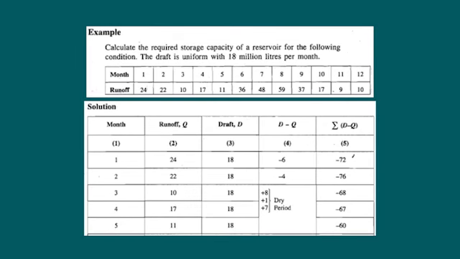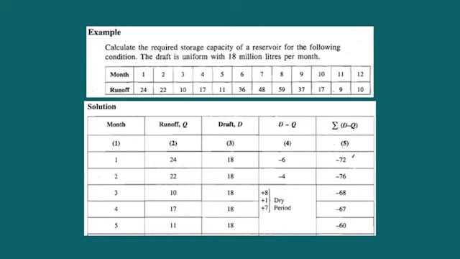Example two: calculate the required storage capacity of a reservoir for the following condition. The draft is uniform at 18 million liters per month. This is the same example, but now we will calculate it by the analytical method. In this method, in the first column we keep the month, in the second column the runoff, and in the third column the draft. Draft is constant, so the whole column has a draft of 18 million liters.